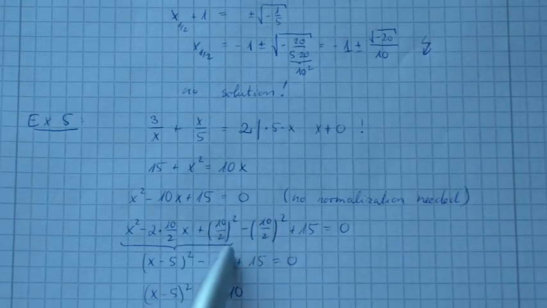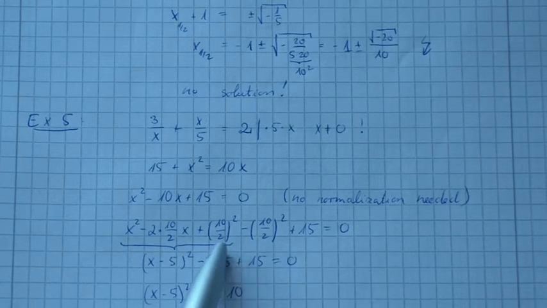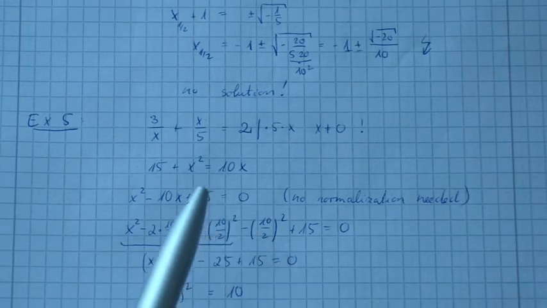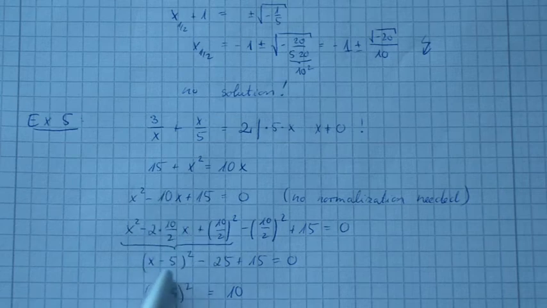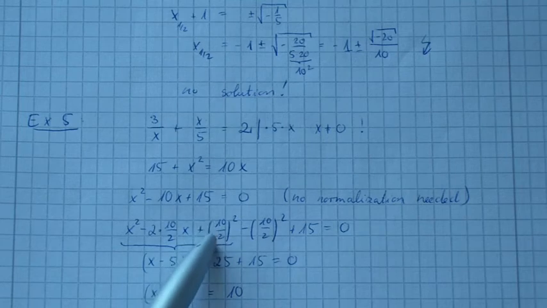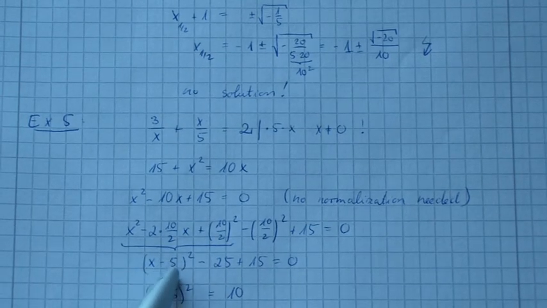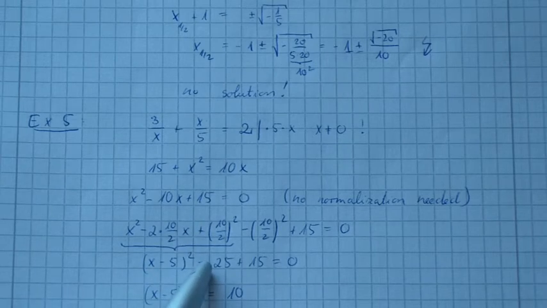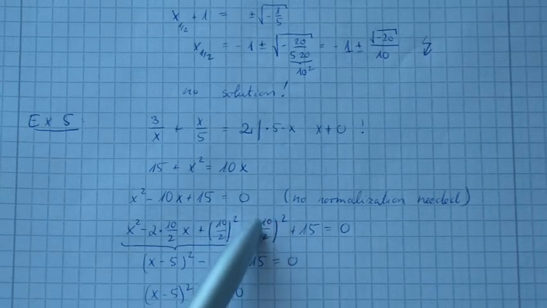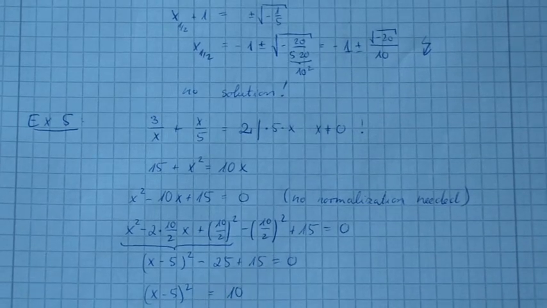Okay, this is just the plus and minus. This here is just to keep the balance. Okay, the balance is very important. Hope you can read it. Okay, now this will complete the square. As 10 over 2 is just 5, you will get x minus 5 squared minus 25, because this is 5 squared, plus 15 which is equal to 0.